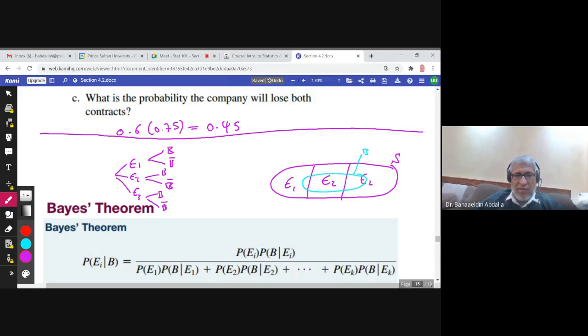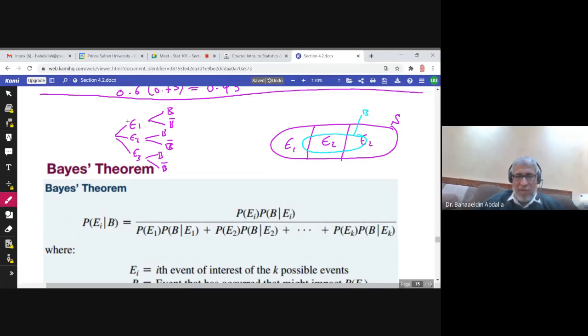Always we will have a tree diagram like this. And it will be given in the question. I will be given these probabilities: probability of E1 and E2 and E3. So these probabilities would be given in the question.